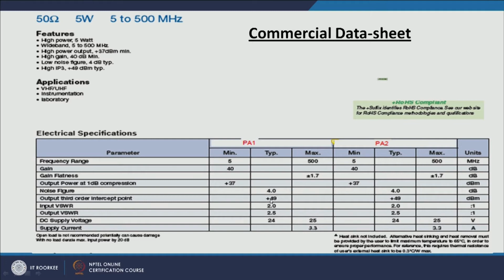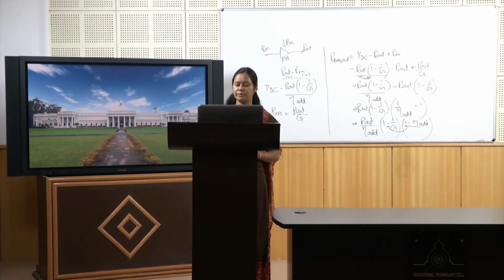Of course we can compress it a little further and get more output power. Noise figure is typically 4, IP3 is plus 49, and VSWR values are also given, which is important for matching, but we are not discussing them here. DC supply voltage is given as typically 24 volt, but it can also work at 25 volt, though at 25 volt there will be some deviation from the typical values. Supply current is given as 3.3 amperes. By using this current and voltage, we can calculate our PDC, the power consumed by the drain or collector.